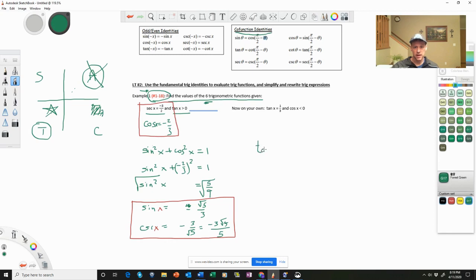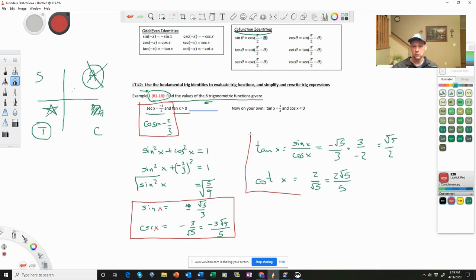So to find the tangent, I will use another one of the identities. I'm going to use a quotient identity. It says that the tangent is the sine over the cosine. The sine, of course, is negative √5/3. And I'm going to divide it by the cosine, which means to multiply it times the reciprocal. And I'll get that the tangent is √5/2. Which means that the cotangent is going to be 2/√5. Or rationalized, it's going to be 2√5/5.